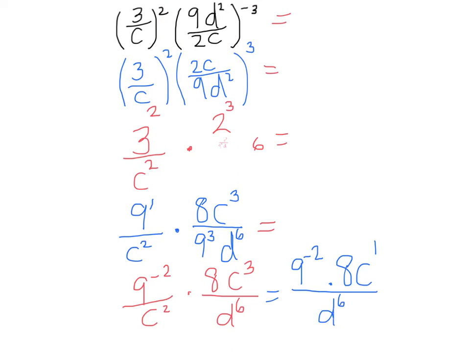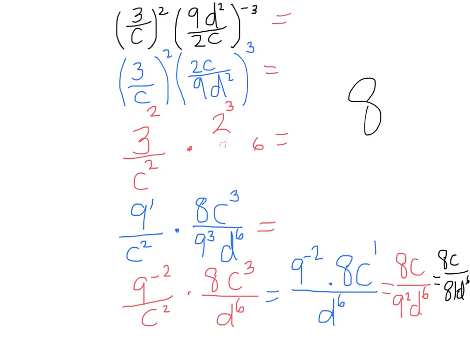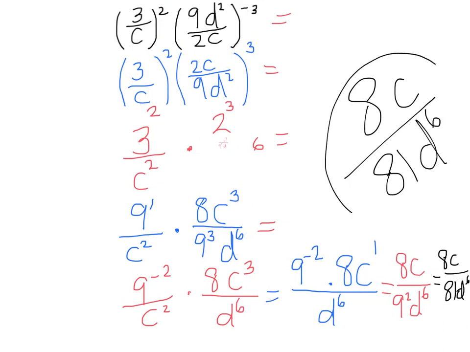And now I will flip the 9. 8c to the first power. I don't need to write the first power. 9 squared over d to the 6. And the last thing, which I will write over here, hopefully it fits, 8c, and 9 squared is 9 times 9, 81, d to the 6. So the answer is 8c over 81 d to the 6.